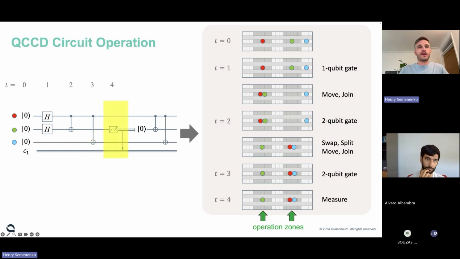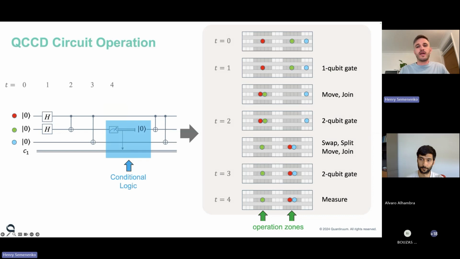And finally, we can then perform mid-circuit measurement. So in this particular operation, what we're going to do is only measure the green qubit, while the red and blue qubits will be left unaffected. And so we can perform a laser operation only in this specific zone, which allows us to get a measurement and store this in a classical register.